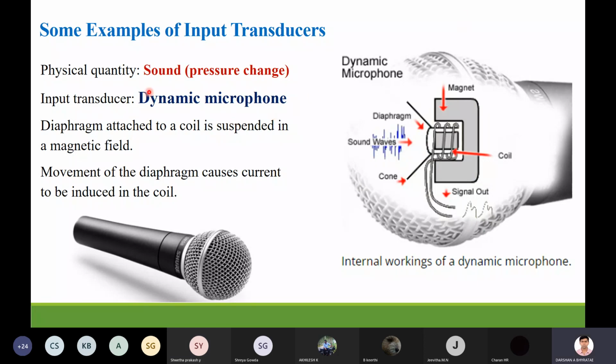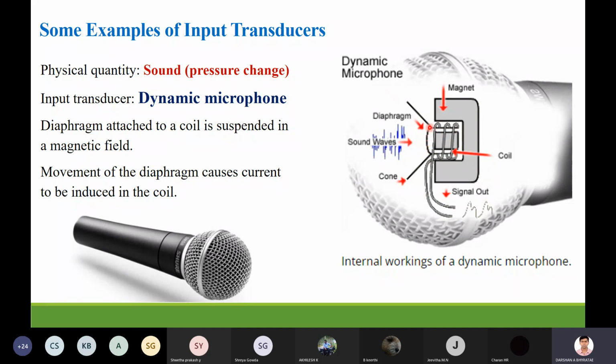Okay, so here the input transducer, let me take as an example this microphone. Let me explain what is inside my microphone. I am going to explain the construction of the microphone, and how it generates electrical energy by using sound energy.